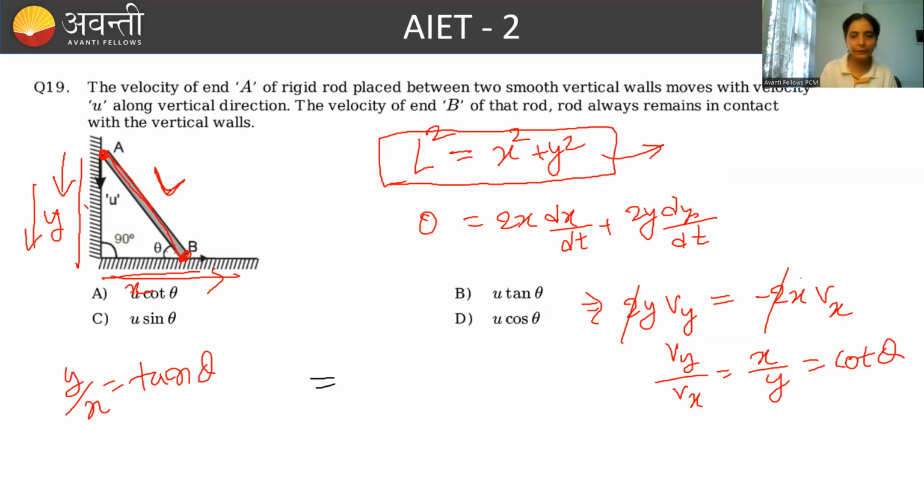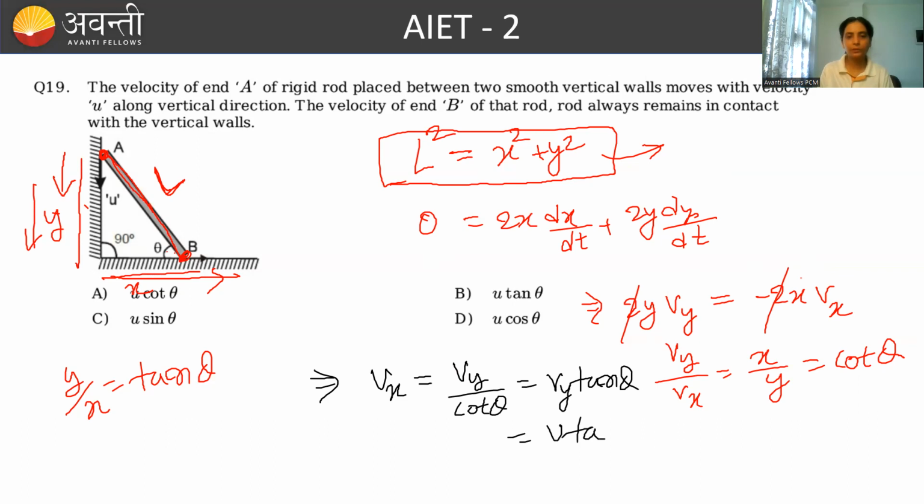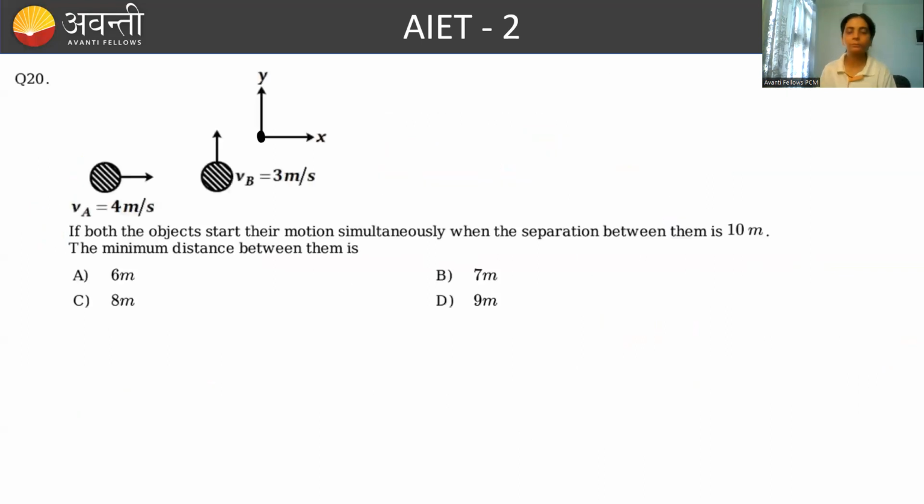अब यहाँ पे आप ध्यान से देखो, vx can be written as what? It can be written as vy by cot theta, and that is equal to vy tan theta. So vy is equal to u, so it is u tan theta. So the correct answer will be, see how is it the question, है ना?